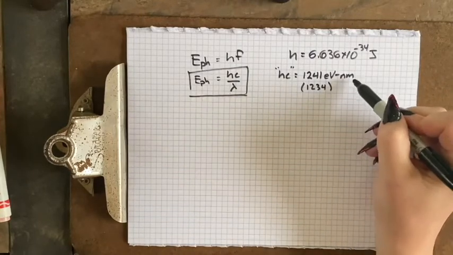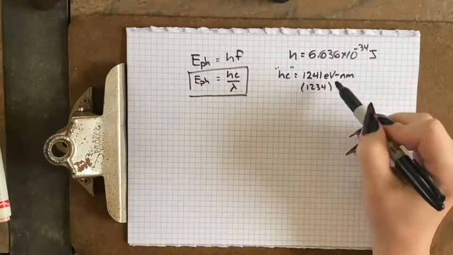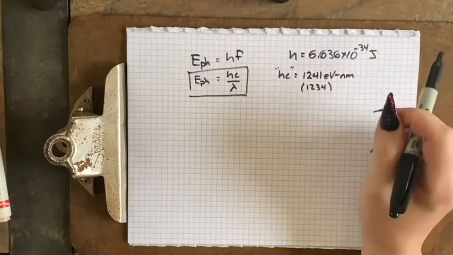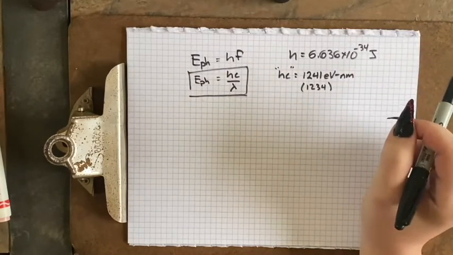This is convenient because light is usually given in terms of nanometers. And an electron volt is a super convenient unit in atomic physics when the energies are really small.